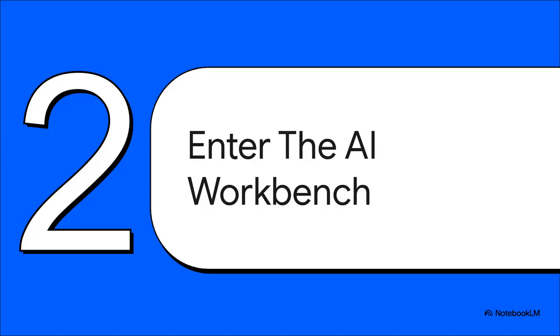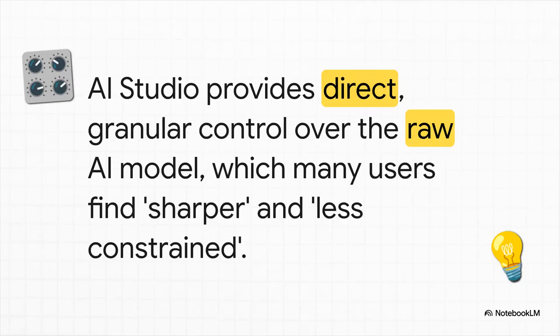All right, let's pivot and head down path number 2. It's time to enter the AI workbench. Welcome to Google AI Studio. This is a whole different ballgame. So what's the biggest difference here? I can sum it up in one word: control. With AI Studio, you get your hands directly on the raw Gemini model. This is why you'll hear developers say the model feels sharper or more raw in here. It's because there are fewer guardrails. You are the one calling the shots.